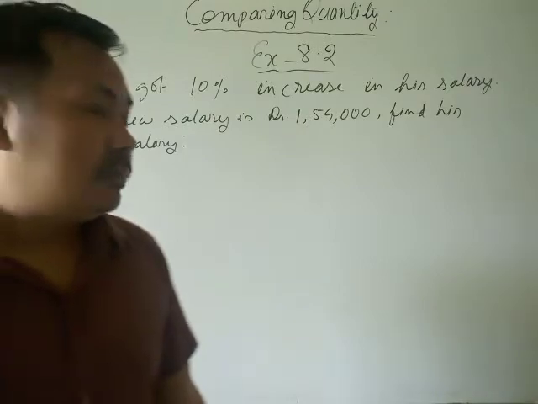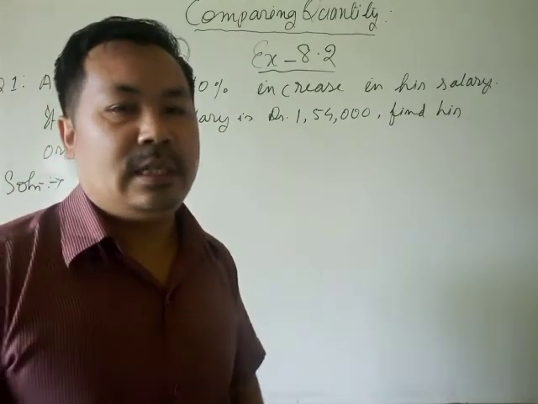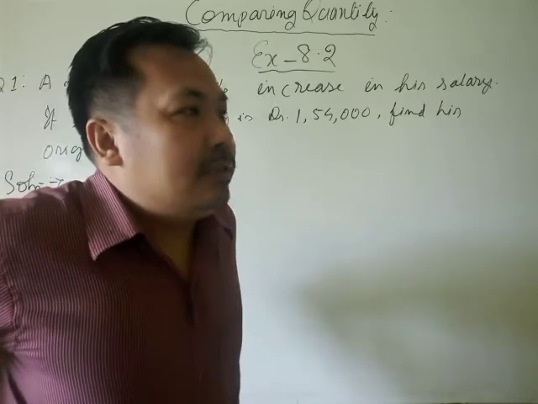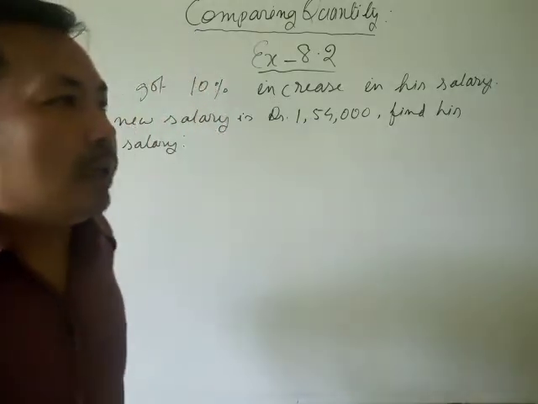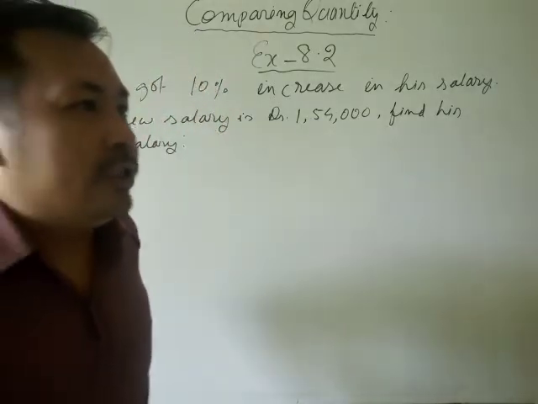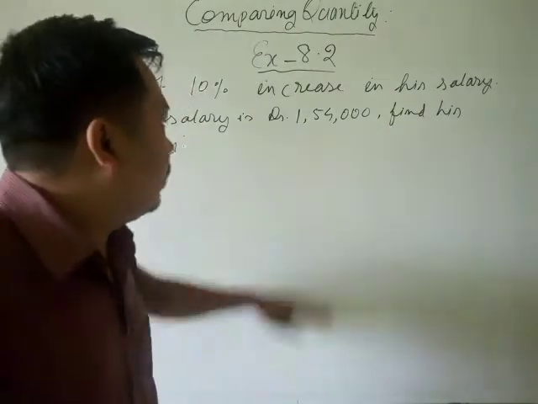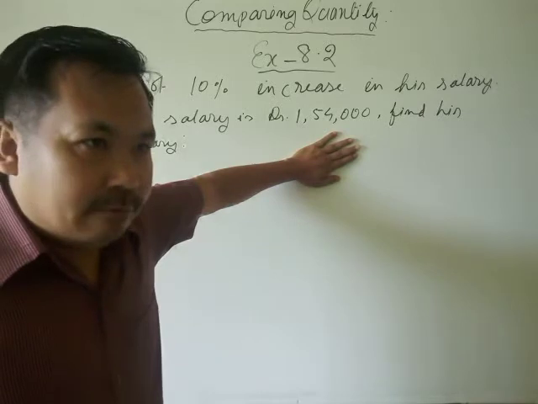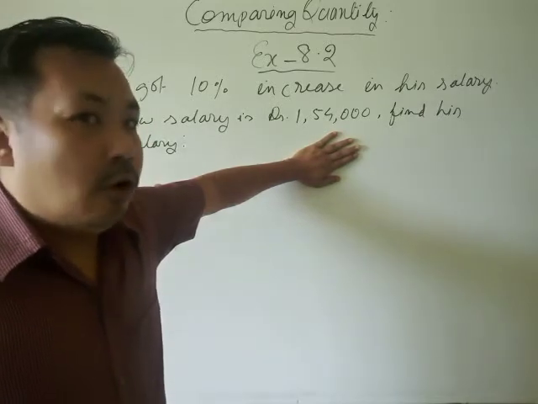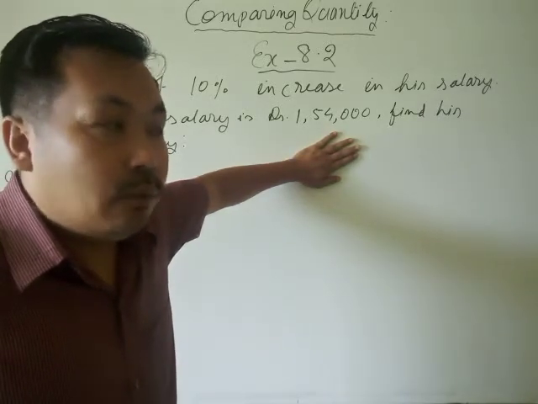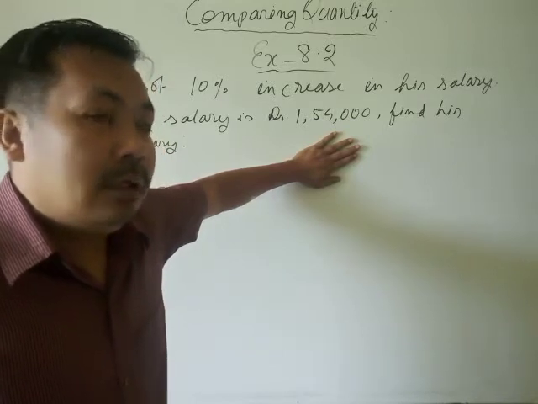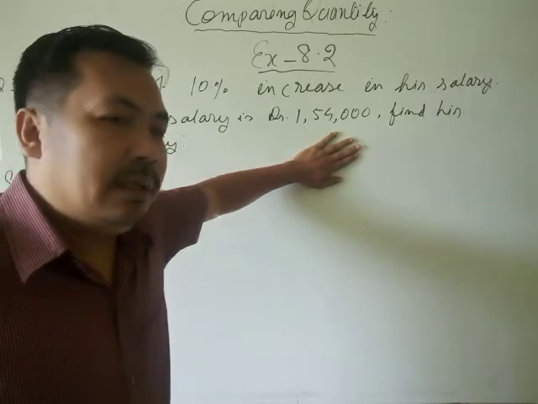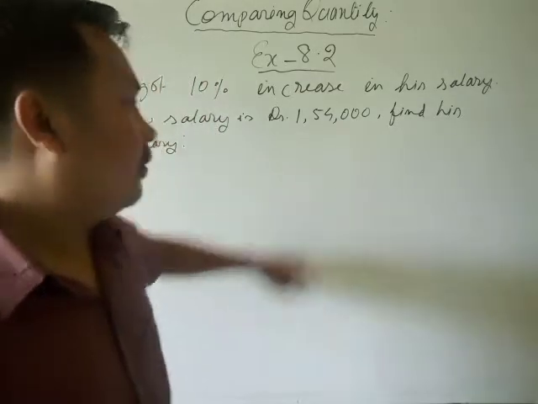Some percentage is increased, isn't it? So how can we find out? Here, my dear student, we don't know one of the values, that is the original salary. The new salary is 1,54,000 after increasing 10% on the original salary. The original salary is unknown. Think about the equations where you solve for the unknown value. Just bring that idea. Don't get confused.